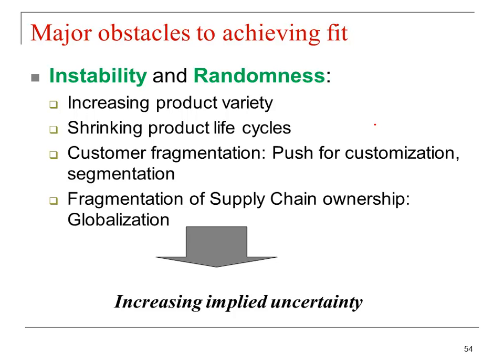Also, instability, randomness and uncertainty are very important: how to deal with the uncertainty in your supply chain. That will increase with product variety. If you have multiple products, you have multiple demands, and shrinking product life cycles. So if the life cycle for a specific product is shorter than you thought, customer fragmentation, push for customization, segmentation, and globalization. Also, competitors can be something else that will affect these supply chains.